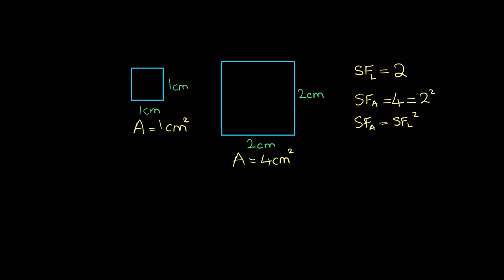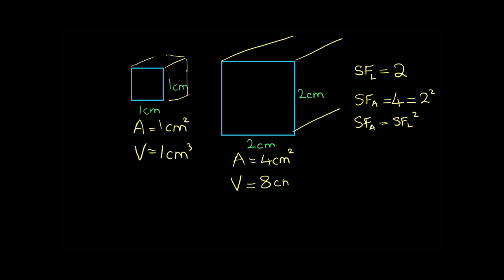Now we're going to think about it in terms of volume. So just imagine that these are now becoming cubes here. So what would the volume be of that first cube? The volume would be 1 times 1 times 1. So that's 1 centimetre cubed. And this one, again, turn it into a cube, would be 2 times 2 times 2, which is 8 centimetres cubed. So from that, we can see that the scale factor of the volume between these two shapes is 8.